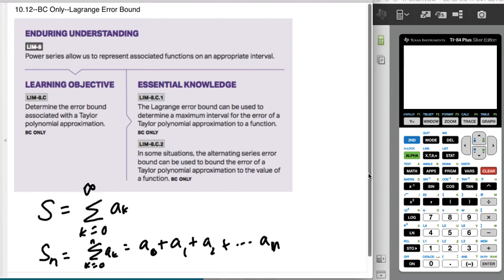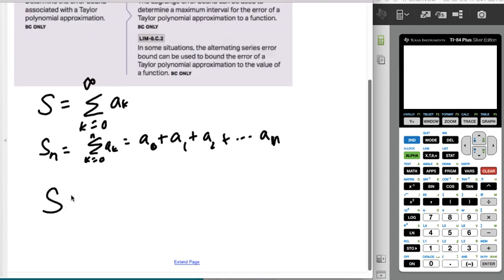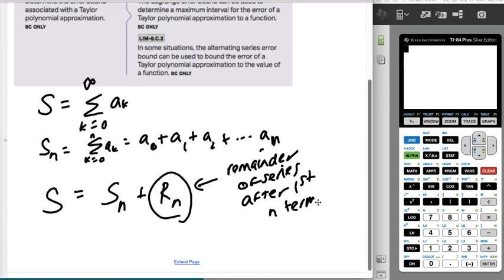So the argument would be that this infinite sum s is actually equal to the sum of the first n terms that we just saw here, plus some remainder that comes after. So this is the remainder of the series after the first n terms, after the nth partial sum. So r sub n, that's the notation of the remainder.